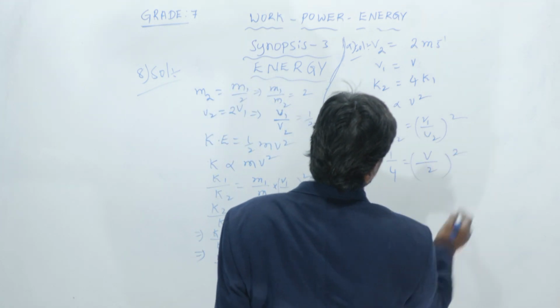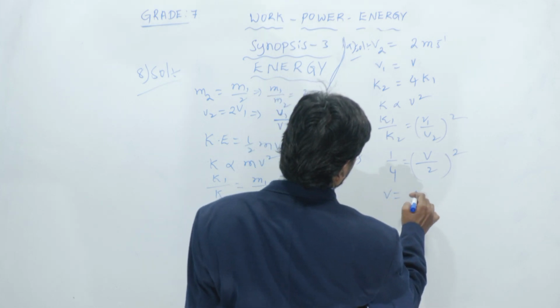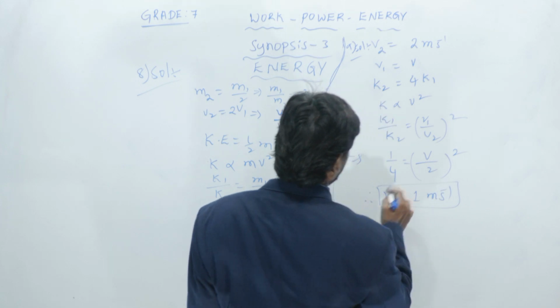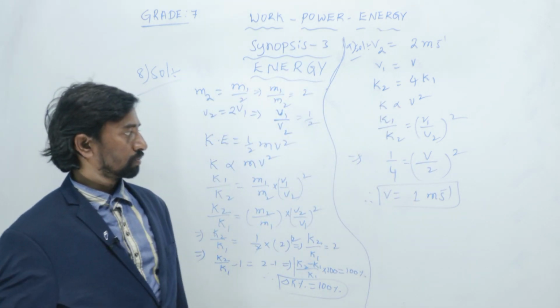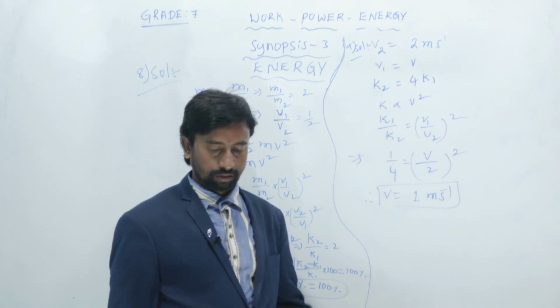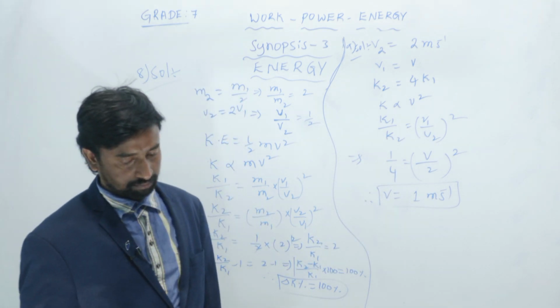So it will become how much? So 4. So V is equal to how much do we get? 1 meter per second. V is equal to 1 meter per second. Simplify that: V square by 4, the 4 will be cancelled, 1 only, root 1 is 1 only. So 1 meter per second.